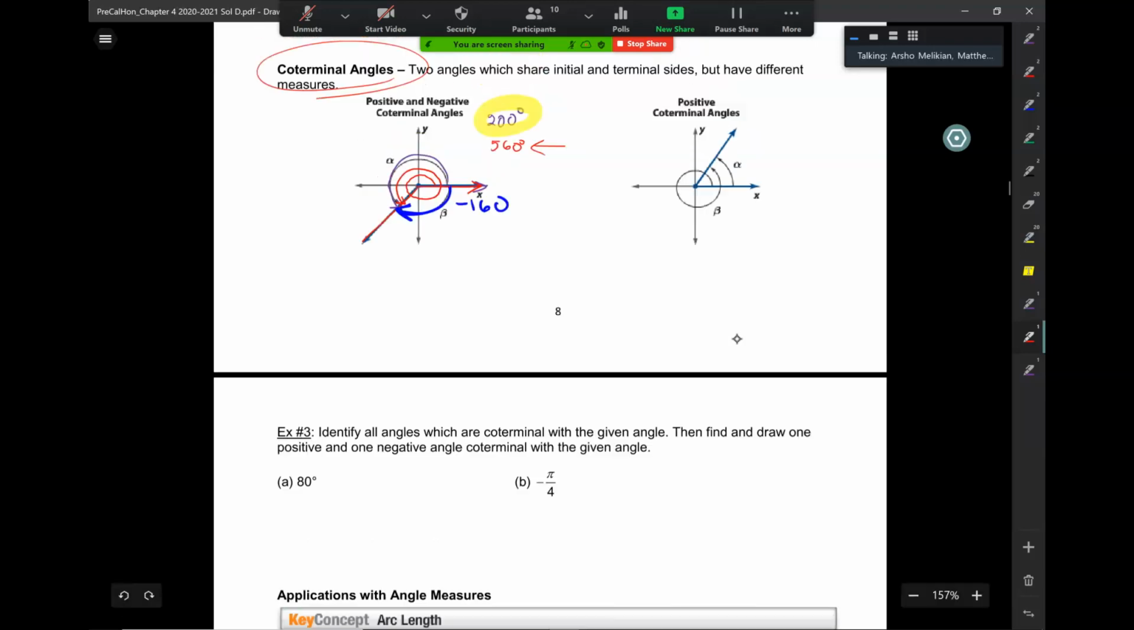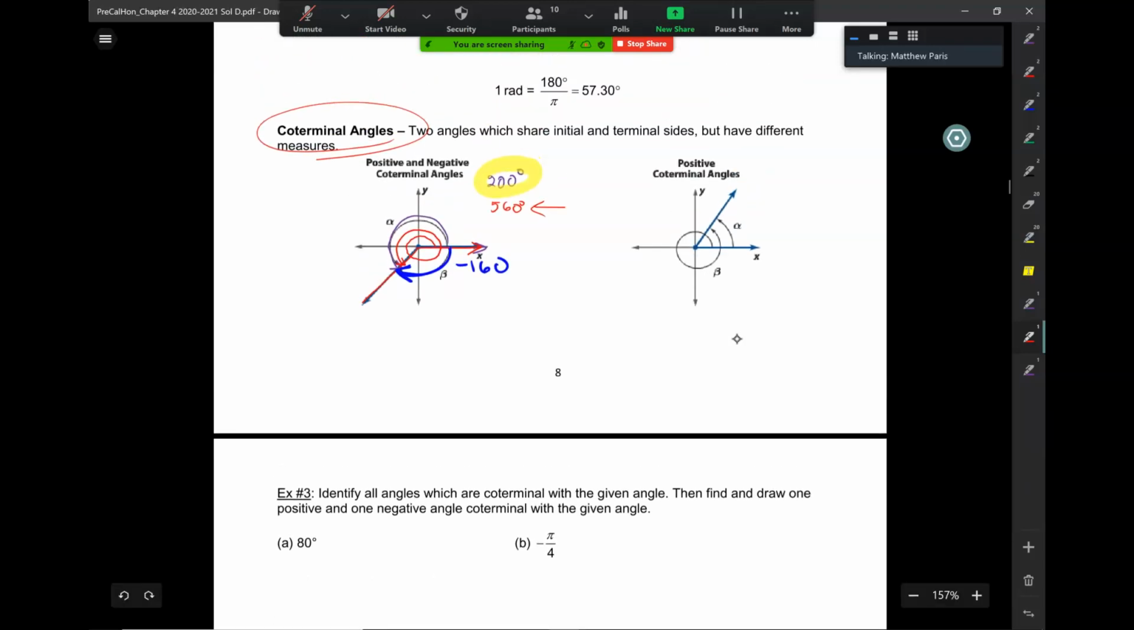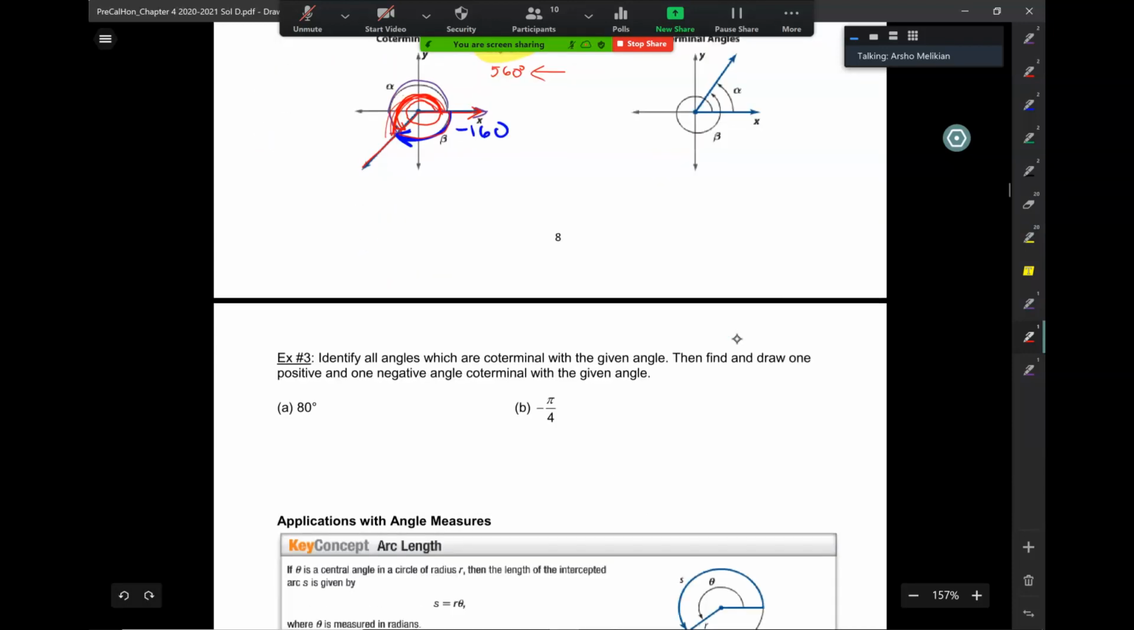Why would it be negative 160? I get the coterminal angles, but why would that be negative 160? To go from here to here, the red part was 200, or the purple. And the balance for the blue is 160 to make it 360. But don't worry, I'm going to show you exactly how to find them right now.